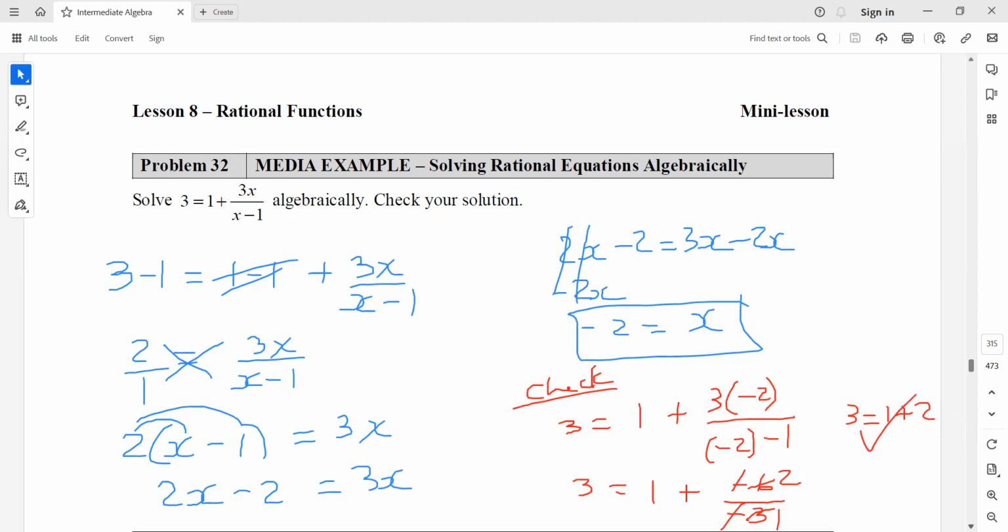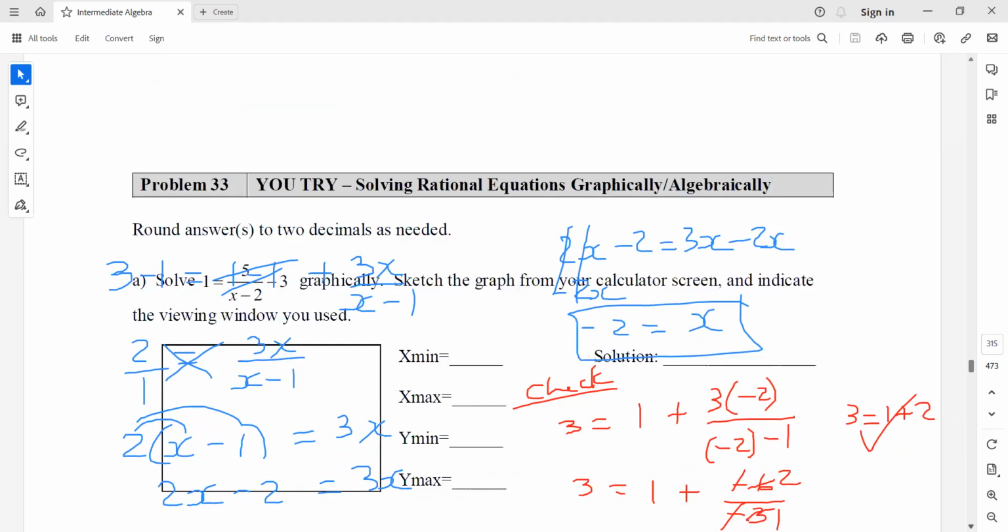Sometimes when you check, you're going to see that you don't have a solution because it's not going to work out.